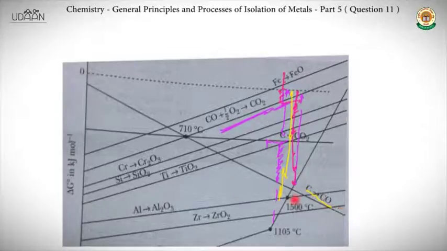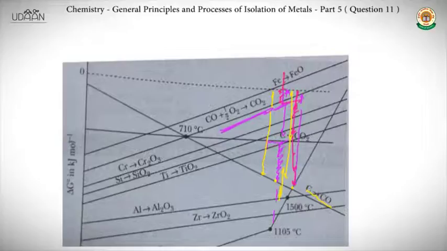So C to CO. At 1100 degrees Celsius, we see it lies somewhere over here, and this is this much negative. So we analyze that this much positive minus this much negative makes delta G positive. Hence this reaction is infeasible.